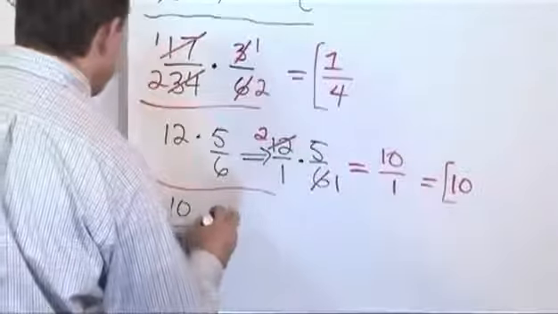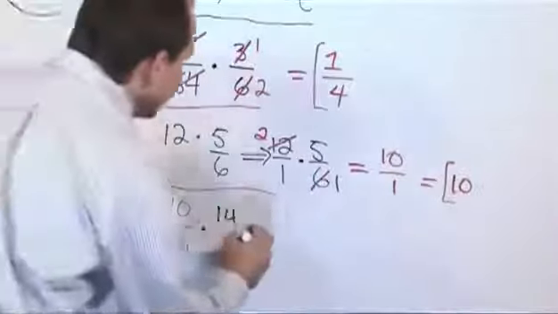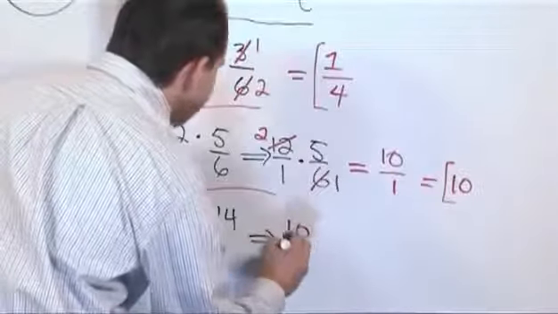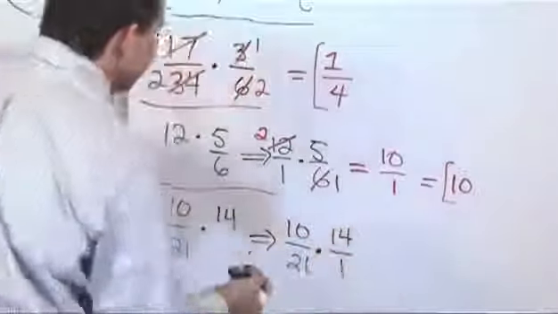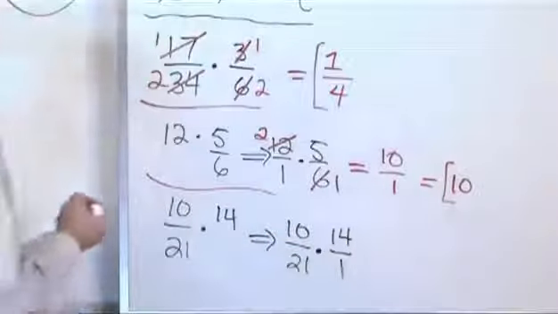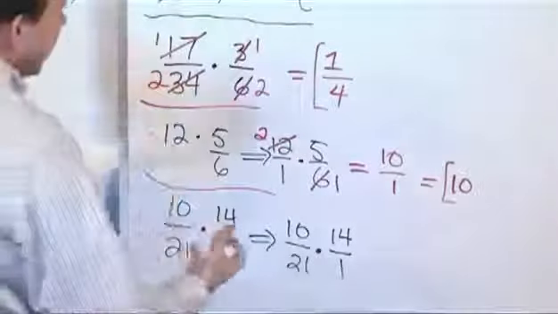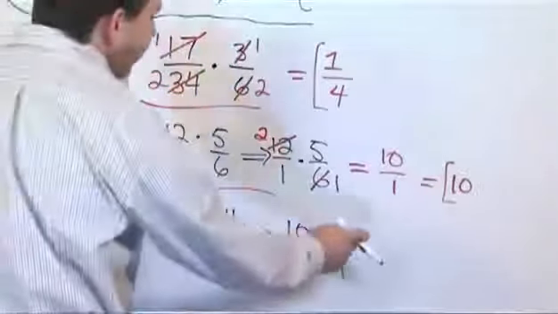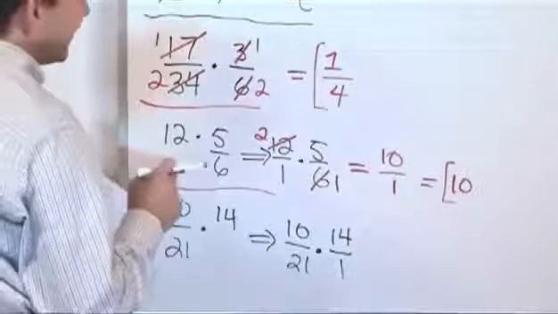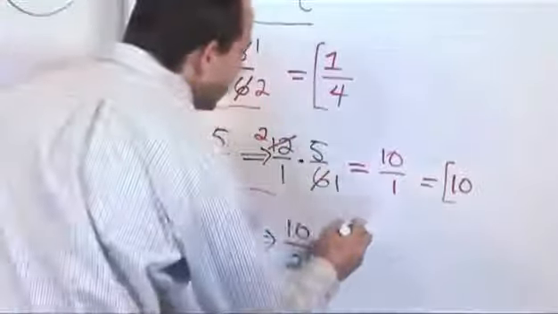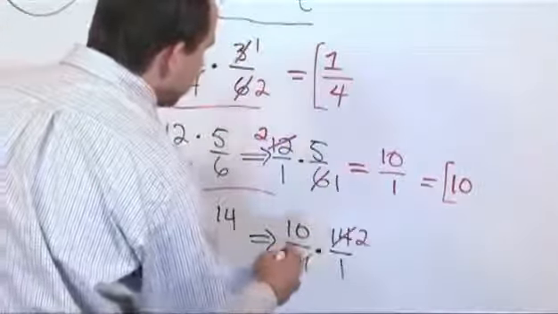10/21 multiplied by 14. Same exact deal. I've got a fraction times a number, but just to make it easy on yourself, make it a fraction multiplied by a fraction. And you can visualize it easier, 14 over 1. Now let's try to do some pre-simplification right here. It looks like it's not going to be possible, but on the top I have this 14 and on the bottom I have this 21. If you think about that hard enough, you can divide by 7. 14 divided by 7 is 2. 21 divided by 7 is 3.